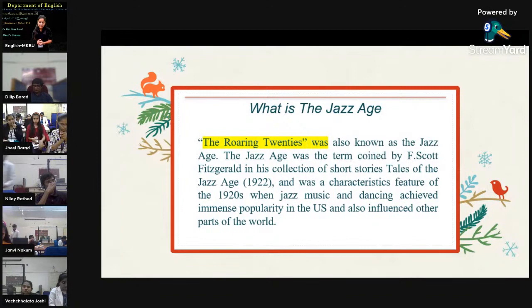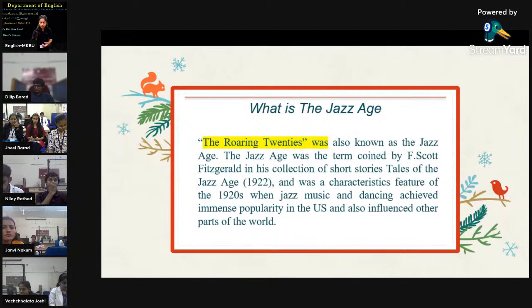The Roaring Twenties was also known as the Jazz Age. The Jazz Age was a term coined by F. Scott Fitzgerald in his story collection, Tales of the Jazz Age. It was a characteristic feature of the 1920s, when jazz music and dancing achieved immense popularity in the US and influenced other parts of the world.